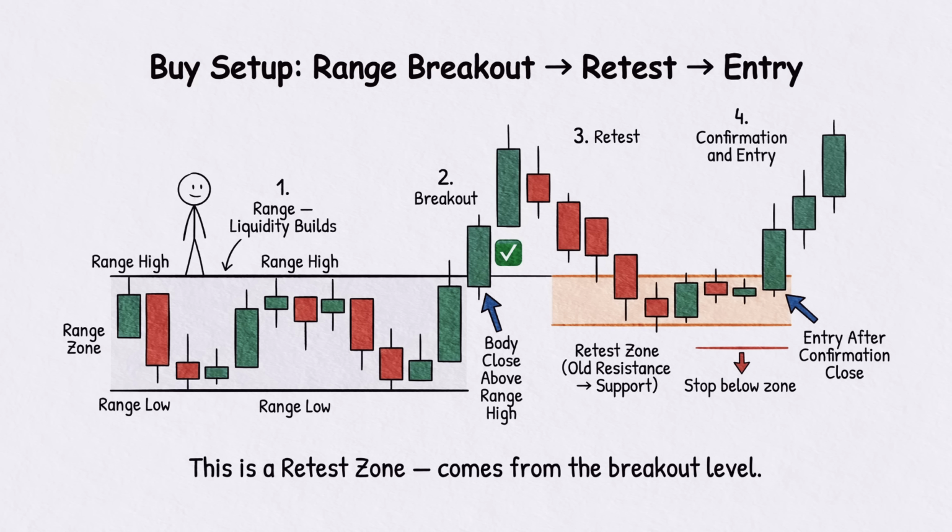Then price returns to retest the old resistance. If buyers defend that area and confirmation appears, the old resistance can become a buy zone. This is a retest zone, not an origin zone. The zone comes from the breakout level, but the entry rule is the same. Wait for price to return, then wait for confirmation to close. For a sell setup, price closes below the range low, retests the old support, and sellers confirm control.